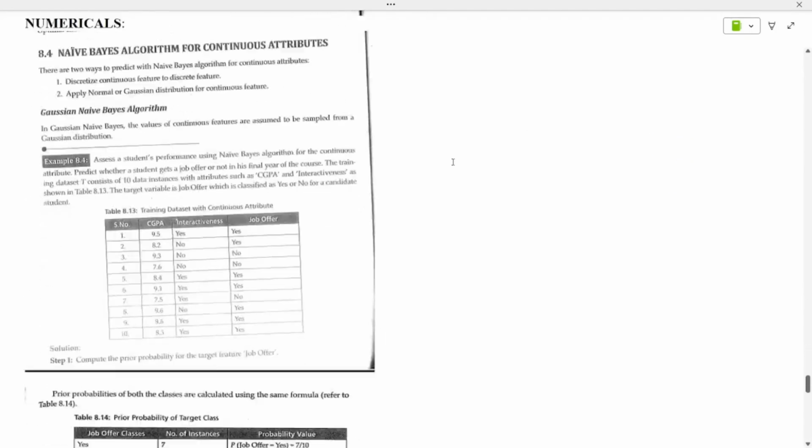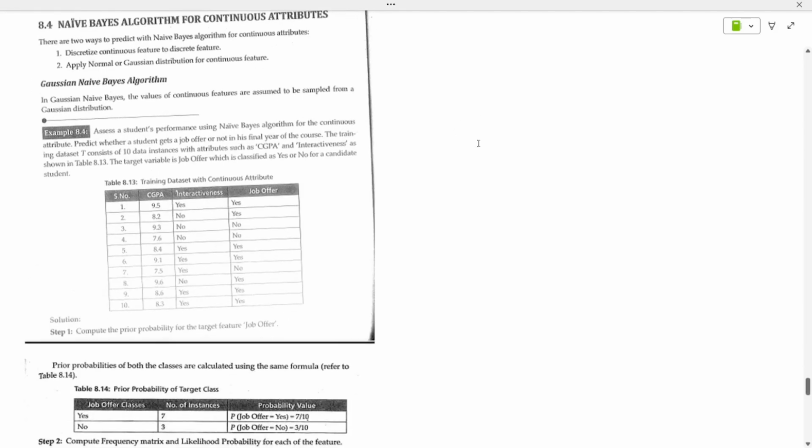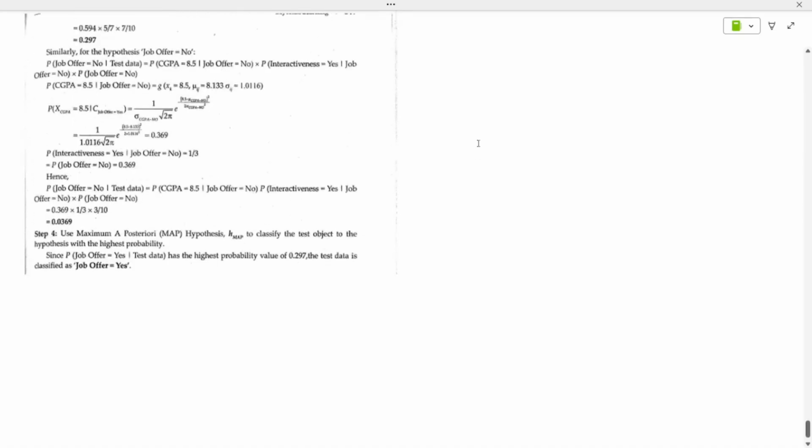Next, for a continuous attribute also you have to do the same method. Again, it just changes in the last step, where you will be using MAP, that is maximum a posteriori. You can see this.